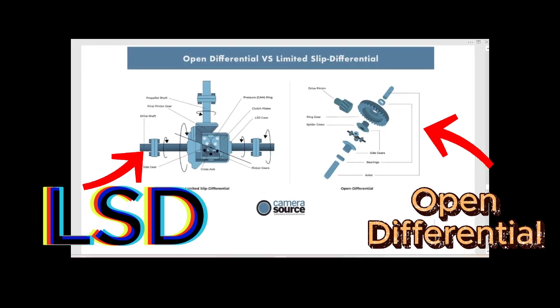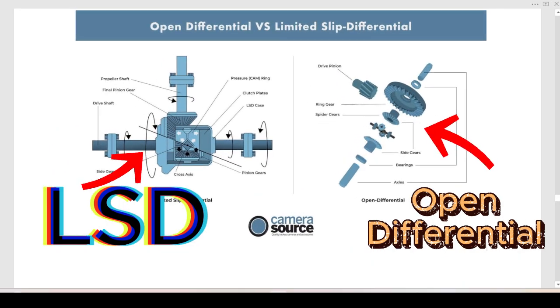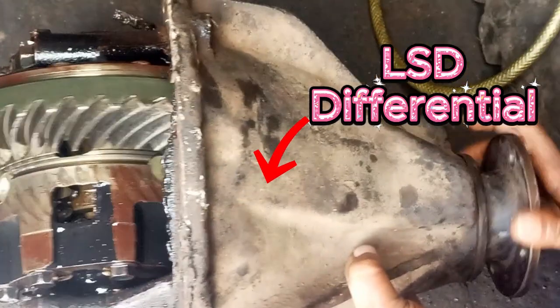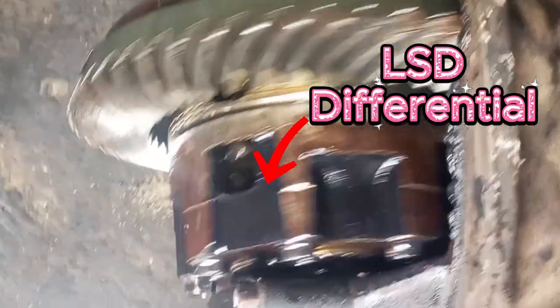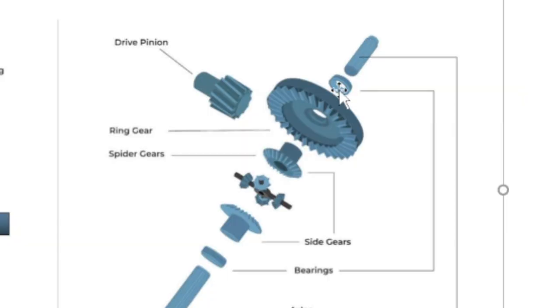One spinning wheel can completely stop your car. But this hidden system can save you. Today, I'll show you how the limited slip differential turns useless wheel spin into pure traction, stability, and control, and why it's one of the smartest upgrades your car can ever have.